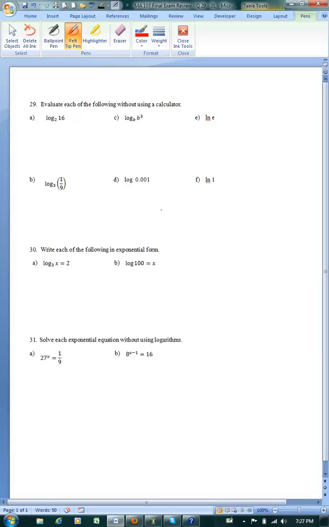Well, the best way to do this when an equation is written in logarithmic form is to change it into exponential form. Then it's just easier to have the answers pop out at you.